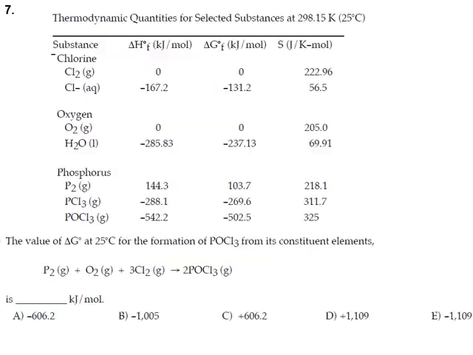Next slide. Okay, the value of delta G standard, and I'm reading at the bottom, 25 degrees centigrade for the formation of POCl3 from its constituent elements. And here's the formation reaction. P2 plus O2 plus 3Cl2 gives 2POCl3.